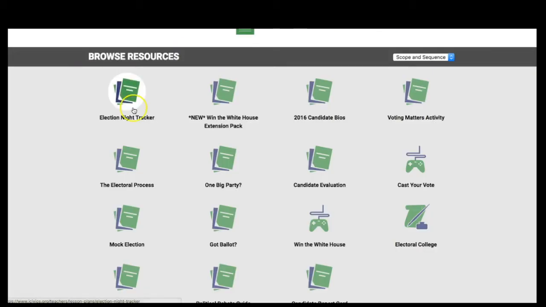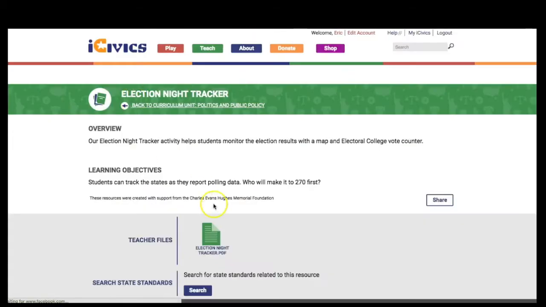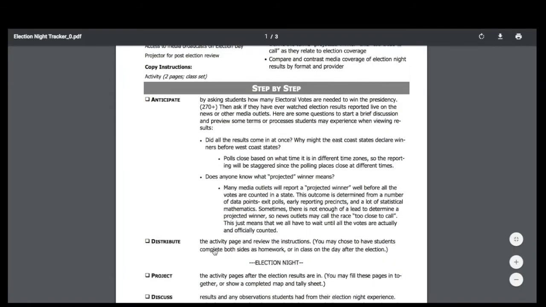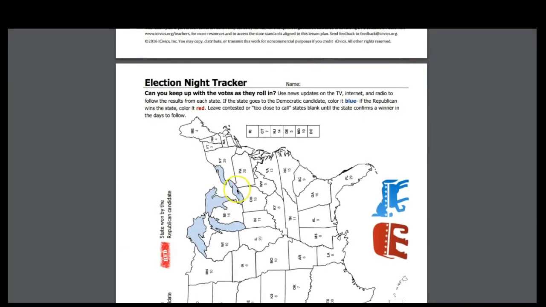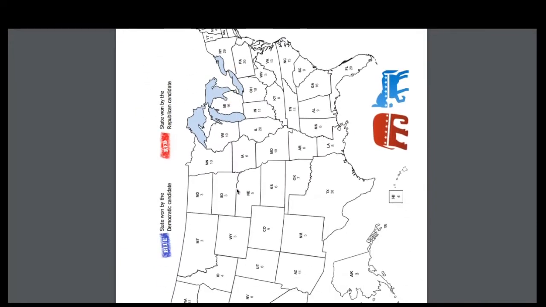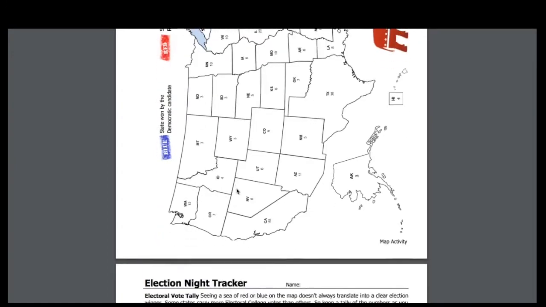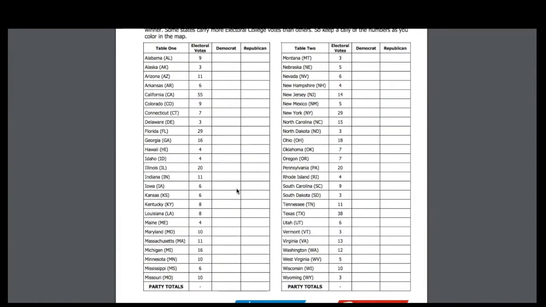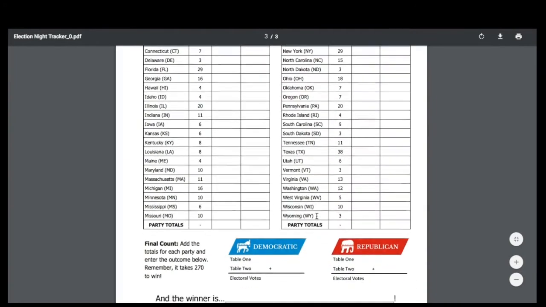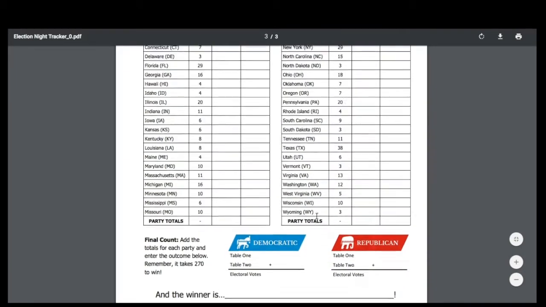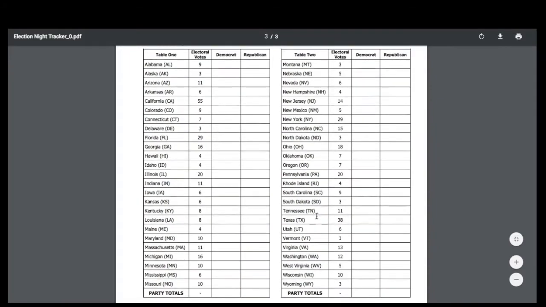One of the resources on this page that I really like is the Election Night Tracker. So if you click on that, you're going to get a PDF, and this would be a great thing to send home with your students. There's a little bit of a lesson plan there, but then there's a page you can give your students to take home. It's got the Electoral College votes, and then as the election results come in, they can also fill in the sheet here that talks about how many Electoral College votes they win as the night progresses. So this would be a great thing to take home to your students on the night of the election.